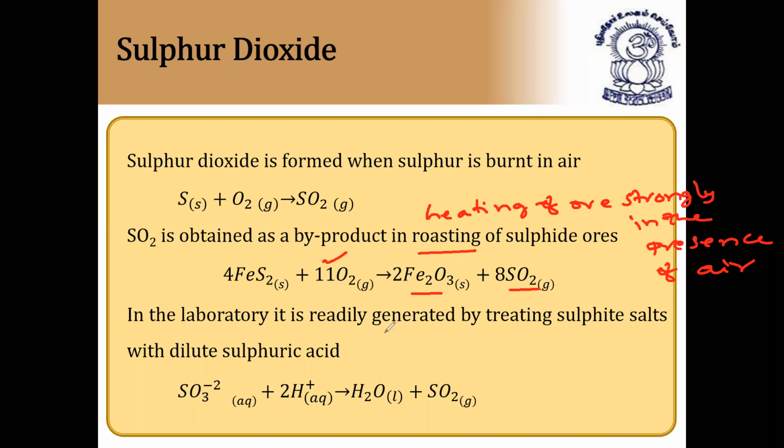In the laboratory, it is readily generated by treating sulfite salts with dilute sulfuric acid. Sodium sulfite with sulfuric acid forms water and sulfur dioxide gas. So these are the preparations of sulfur dioxide. In the first, the byproduct is sulfur dioxide. In this, the main product is sulfur dioxide. So sulfur dioxide is an acidic oxide.